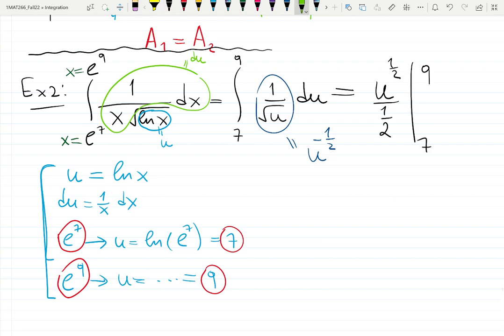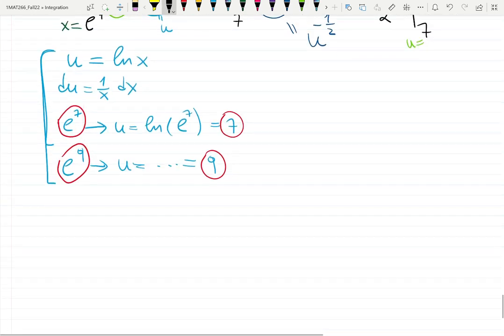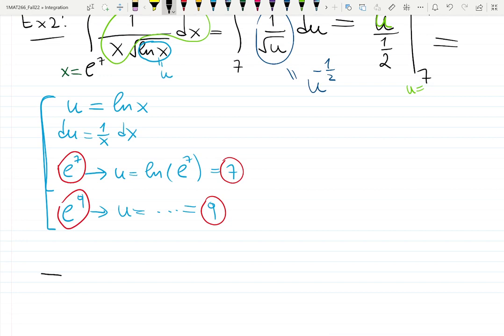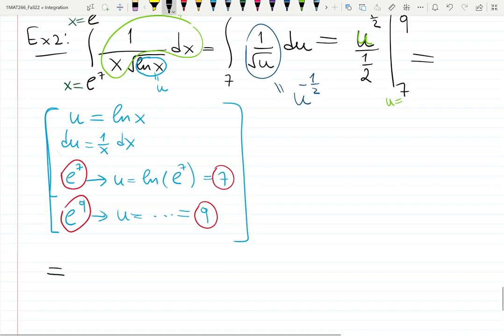Now we plug in. Because we changed the limits of integration, we don't go back. This is u equals 7, u equals 9. Plugging into u, that is legal. You can do that, but you cannot plug u into x or x into u. Plug in the top minus the bottom.